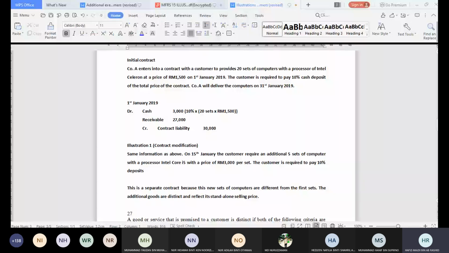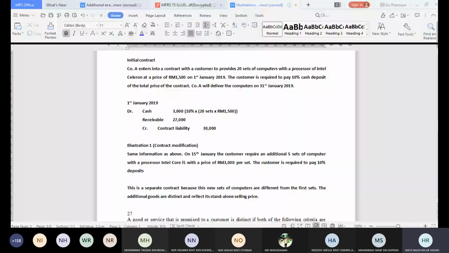Because on 15th of January, the customer requires an additional 5 sets of computers with an Intel Core i5 processor. So of course, this is a totally different product, and it's also distinct. The price also reflects the standalone selling price, 3,000 per unit. It doesn't have anything to do with the original price of 1,500. This is the standalone price of this Intel Core i5 computer. So this one is very clear, distinct, reflects standalone selling price. So just create a separate contract.